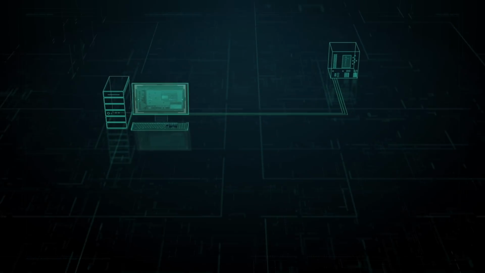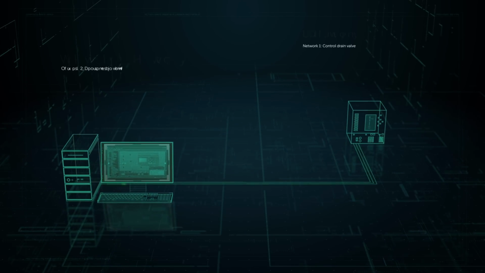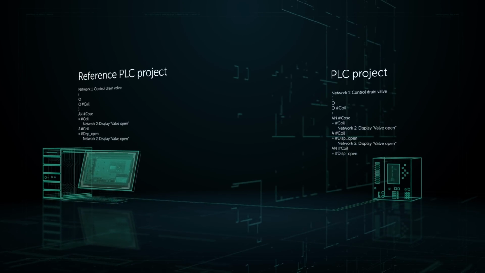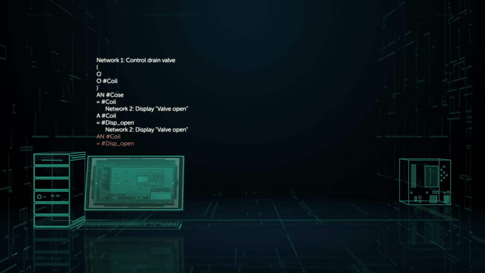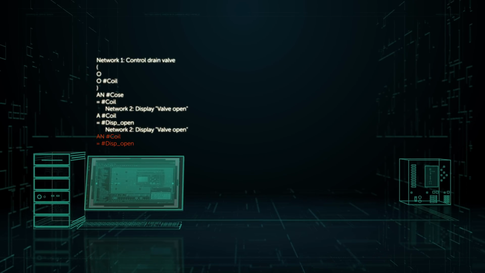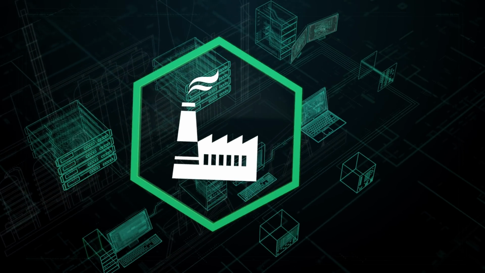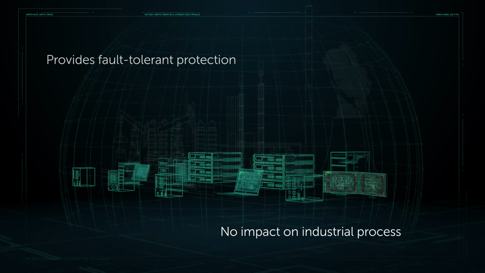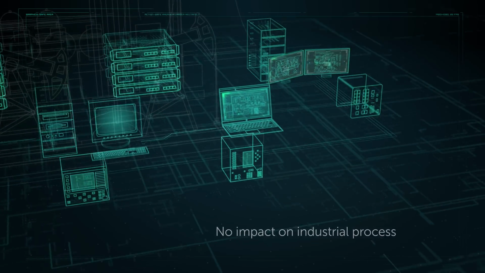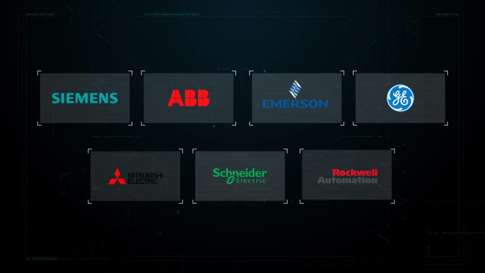The dedicated PLC Integrity Checker module monitors the integrity of programmable logic controllers, constantly comparing the configuration of the PLC project against the reference. Kaspersky Industrial Cybersecurity for Nodes provides reliable protection and does not affect industrial processes. The solution has been certified by the leading industrial automation vendors.